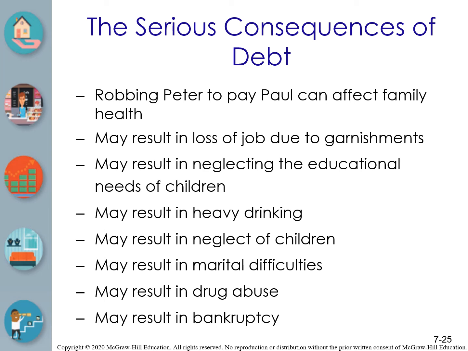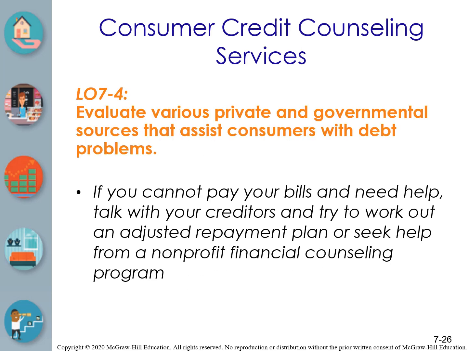Heavy drinking, neglect, all these things become very, very personal and extremely destructive. Neglect of children, marital difficulties, obviously drug abuse. It happens very frequently, and it may also result in bankruptcy, where you're either unable to meet your short-term debt requirements, or you're never going to be paying off your debt at all. And that's where you get into some real issues. Insolvency, it's called, when you're completely unable to pay your debts.